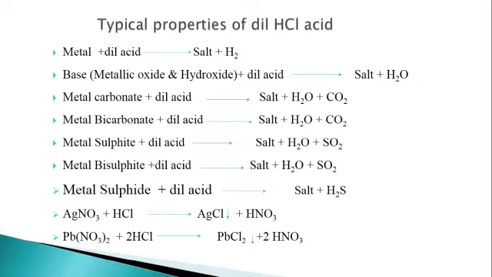Metal sulfite reacts with dilute acid to form salt, water and sulfur dioxide. Metal bisulfite reacts with dilute acid to form salt, water and sulfur dioxide. Sulfur dioxide also turns lime water milky.